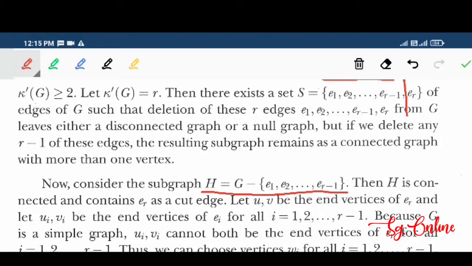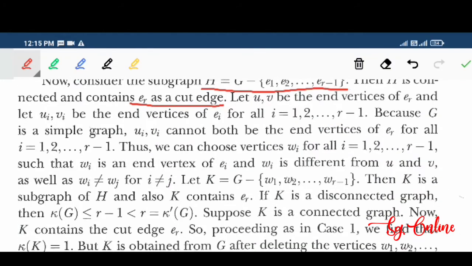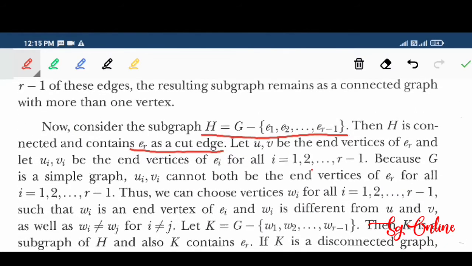But then what happens? Now ER becomes a cut edge. The last edge, according to our assumption, by deletion of E1 to ER makes the graph disconnected. So ER is a cut edge of the graph H. Now suppose U and V are the end vertices of ER, and we consider that UI and VI are the end vertices of EI.